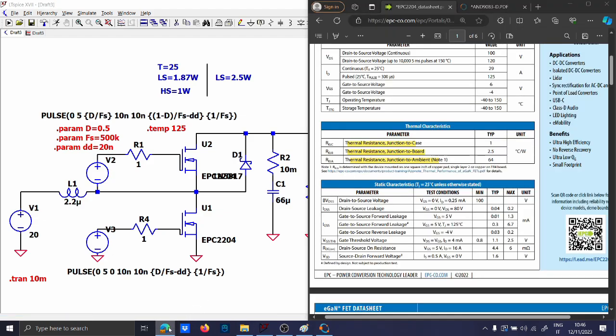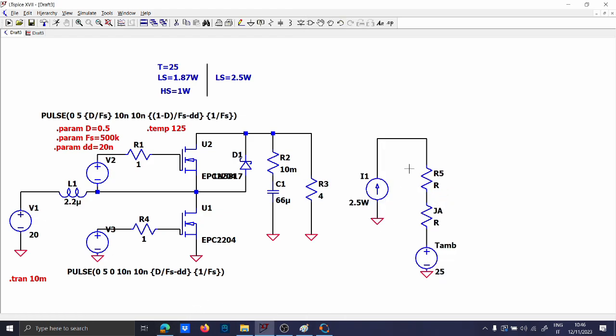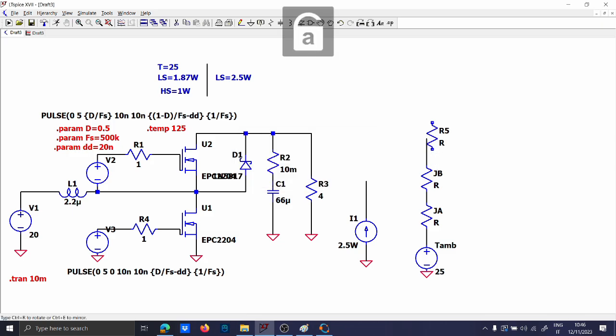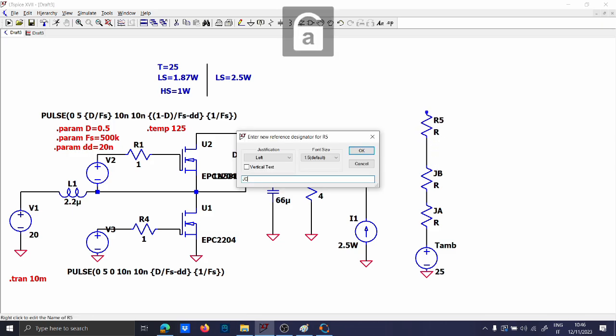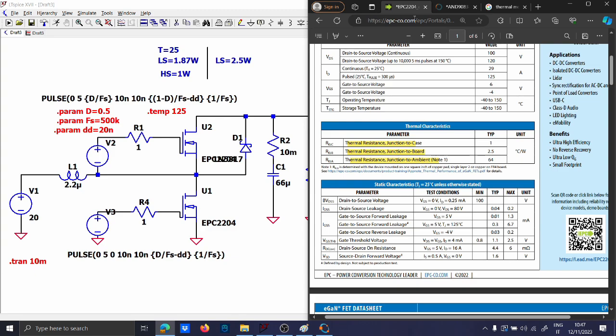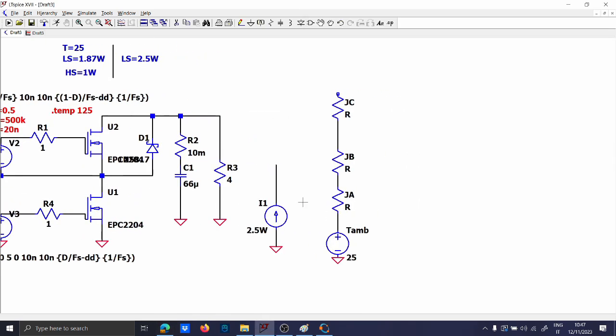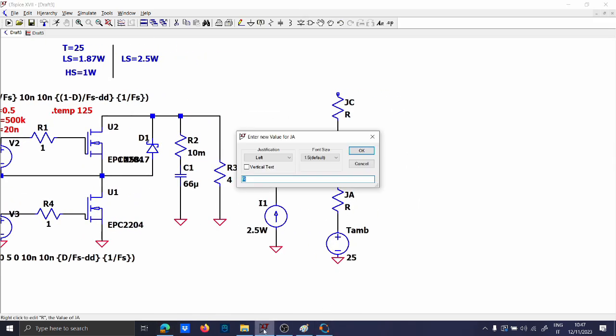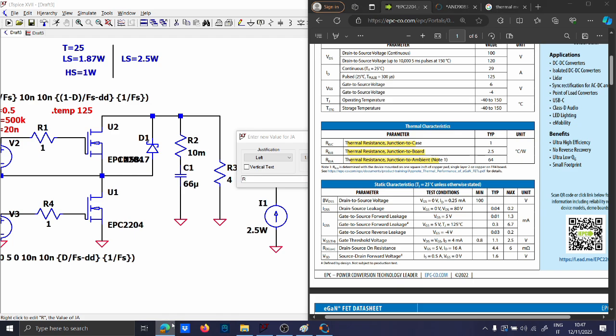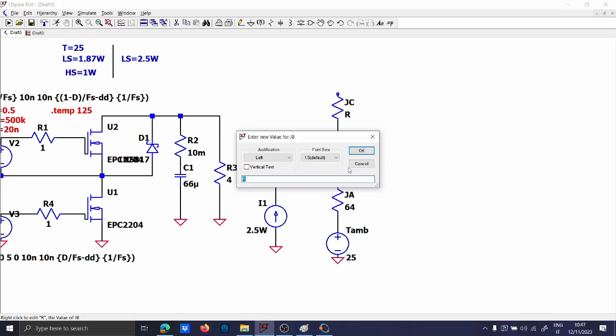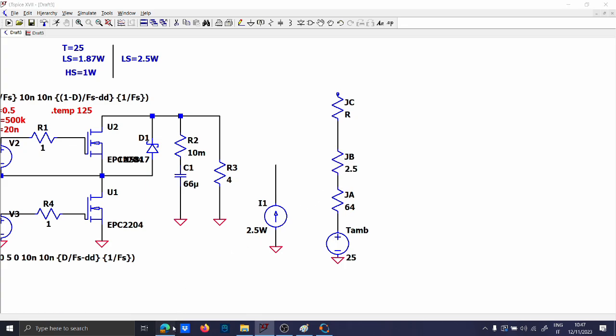What is the order? Junction, then it should be junction ambient, junction board, and I think the last is junction case. We have to take the resistor here and put it in there. So junction ambient is 64. Junction board is 2.5. Junction case is 1.